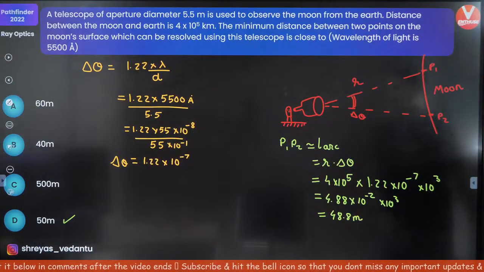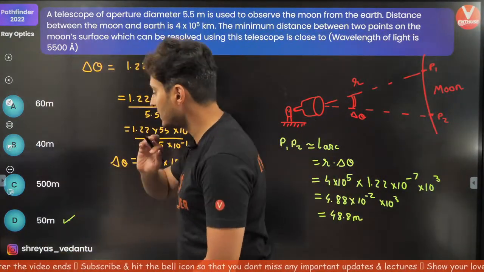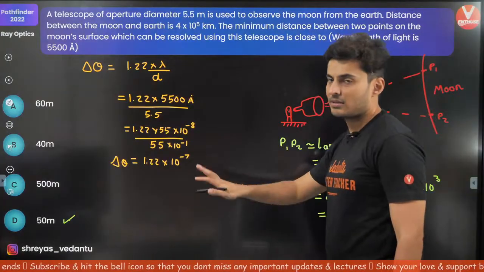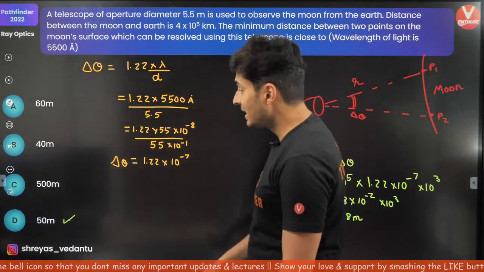Yep, that's the answer. Just check this out. Oh, the answer given is wrong over here. Ignore that. The correct answer is 50 meters. Okay, just ignore. Yep, it is 50 meters. Perfecto. It is not C, it is not 500.